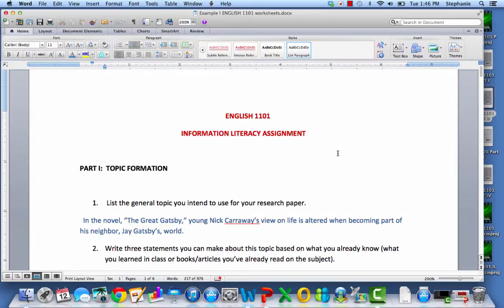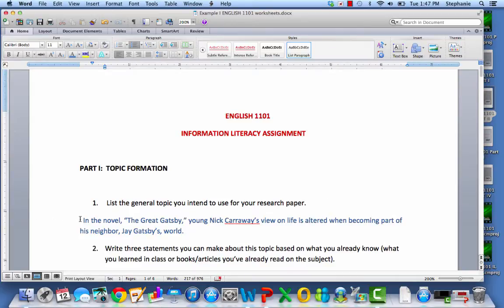You may have already started filling out this form. I really wanted you to see the thought processes behind generating a topic. The Great Gatsby is one of my favorite books, so I just chose this one at random. And you can see here under number 1, I came up with what could be considered my thesis statement.